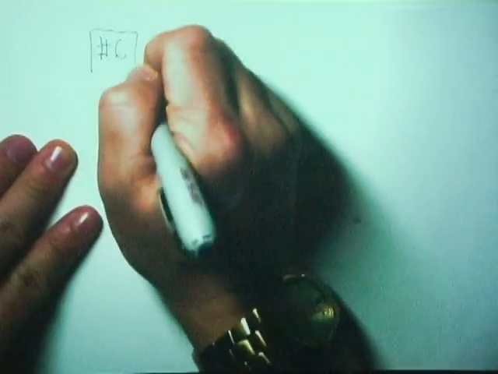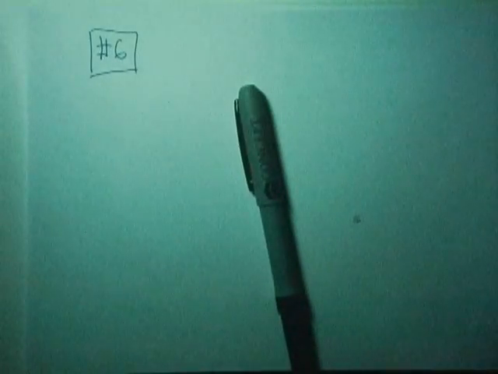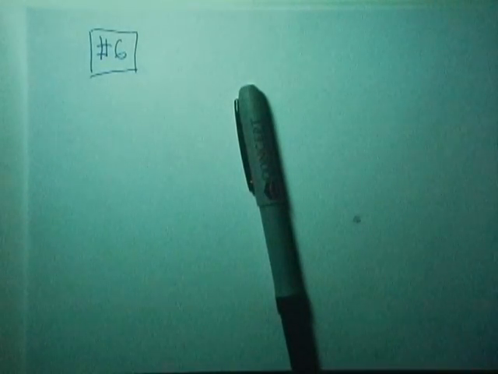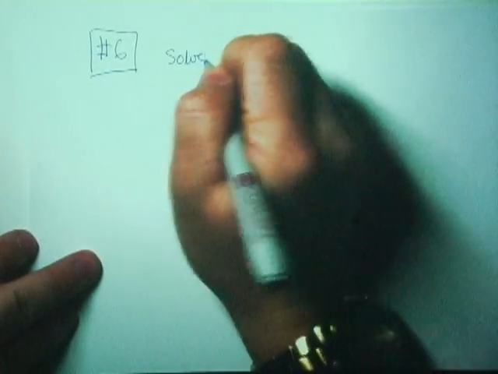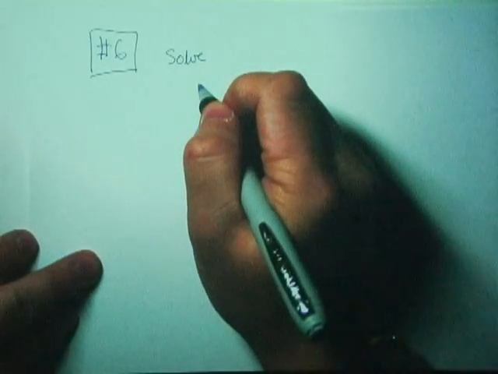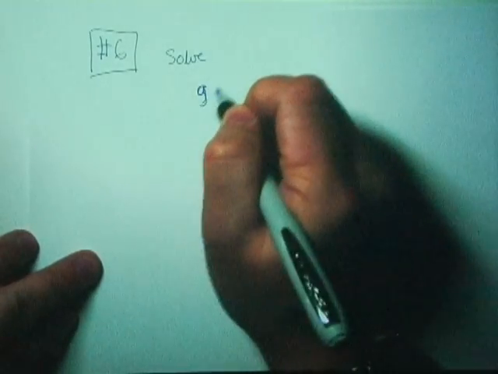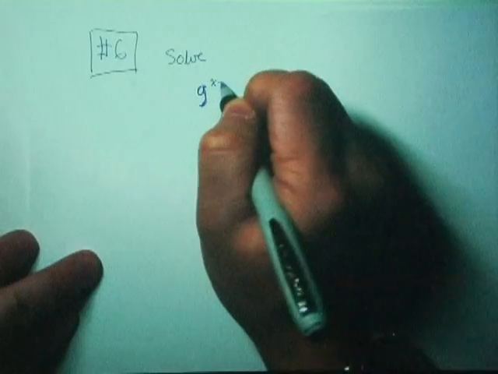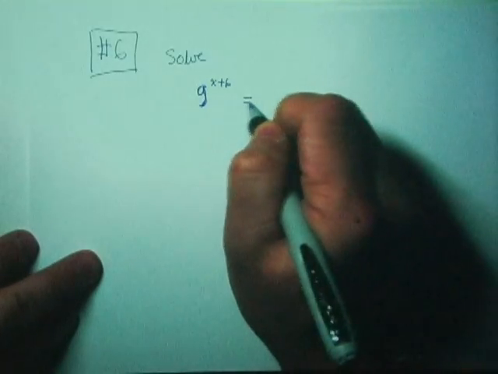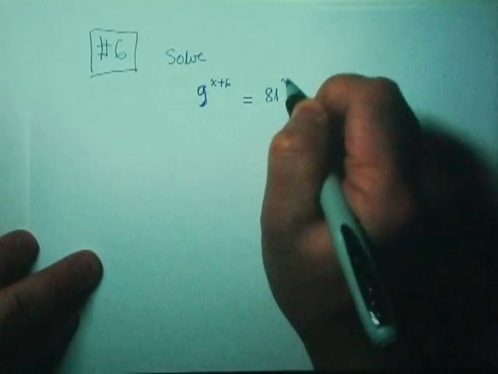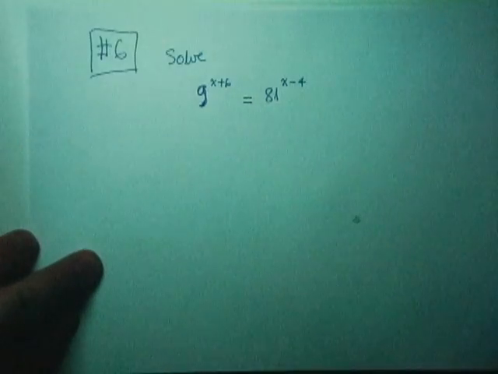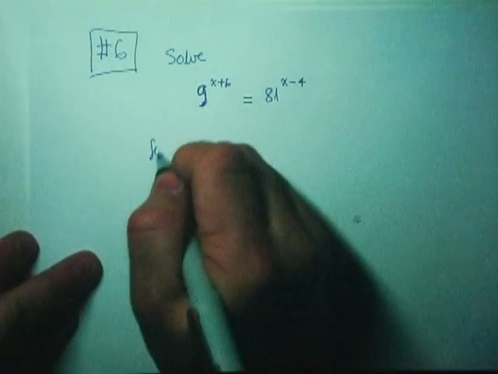Problem number 6 is giving me an equation that can involve some maybe a little more work around. However, it's still not going anywhere from the trick that we have learned earlier. So we have 9 raised to the power x plus 6 equals 81 raised to the power x minus 4. Once again we would like to solve for x.